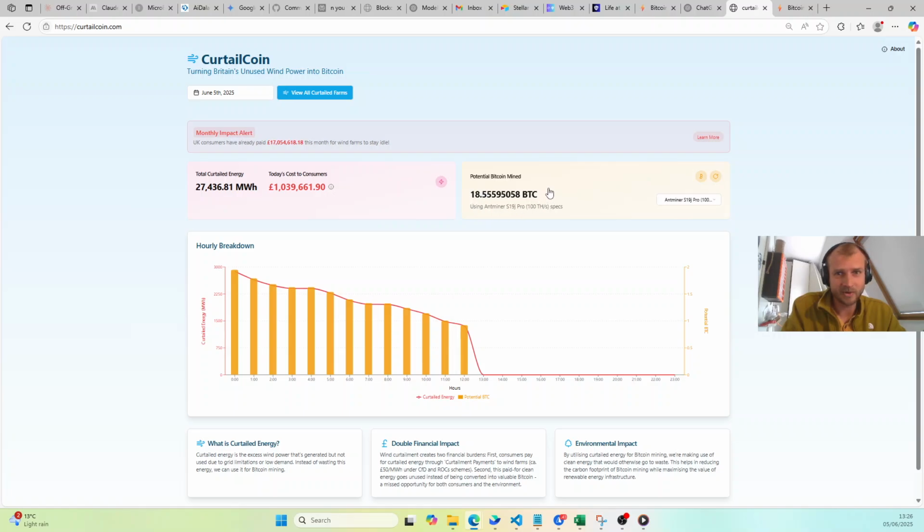And what we do on the top, we convert that power, 27 gigawatt hours, to opportunity loss in terms of Bitcoin. So we could have mined 18 Bitcoins by the middle of today, and then the day is not over. This tool is also live.